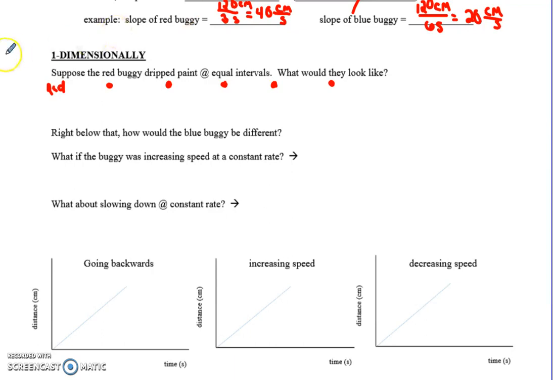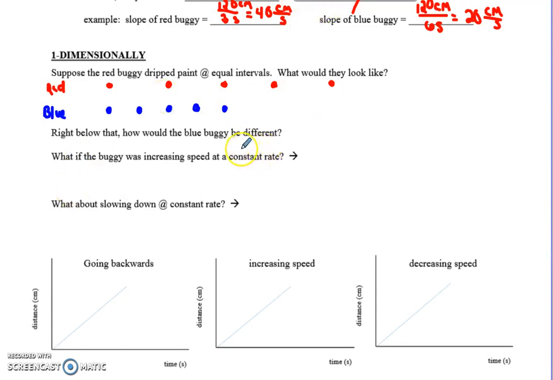But the blue buggy is going to be dripping blue paint, and it's going half the speed. So that means that if it's still dripping 1 drip per second, every drip is going to be half the distance between every successive drip. So what we'll see is that in the same amount of time, 1, 2, 3, 4, 5 seconds, it will go half as far.